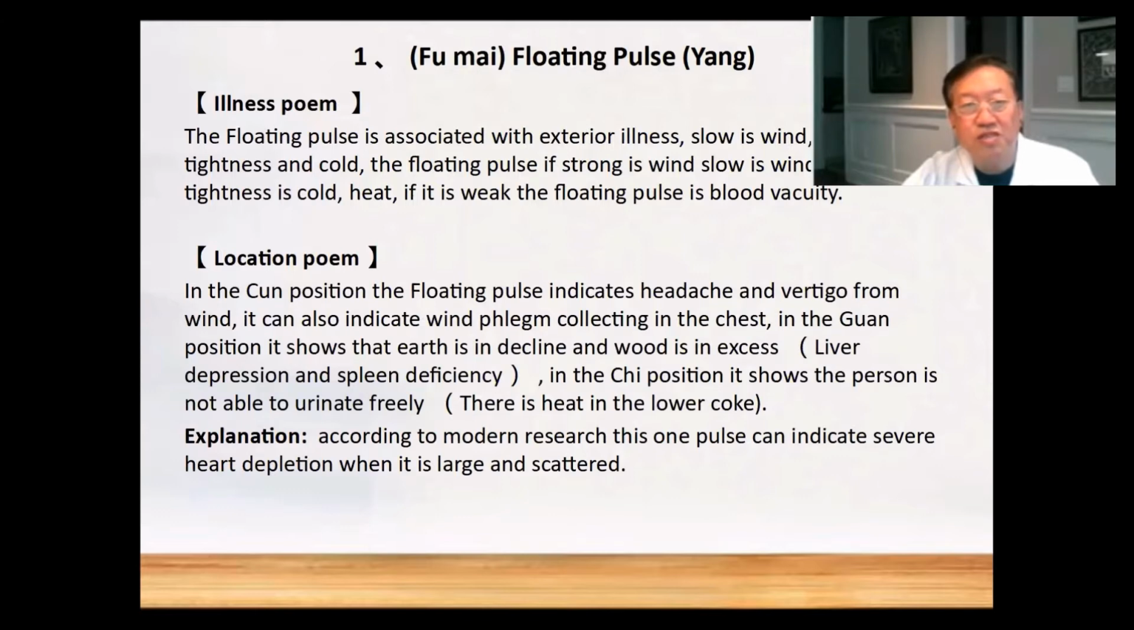Location poem. In the Tuan position, the floating pulse indicates headache and vertigo from wind. It can also indicate wind phlegm collecting in the chest. In the Guan position, it shows that earth is in decline and wood is in excess, liver depression and spleen deficiency. In the Chur position, it shows the person is not able to urinate freely. There's heat in the lower jiao.